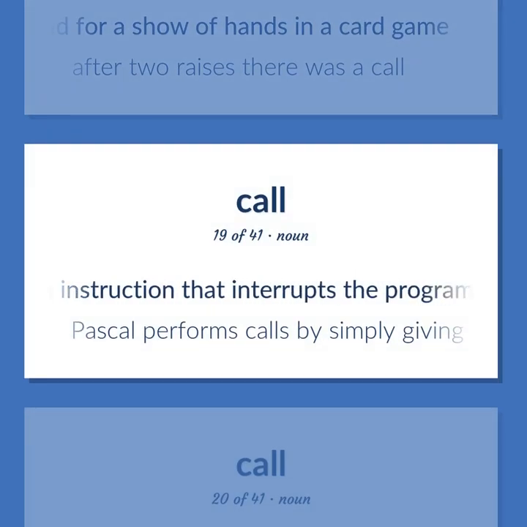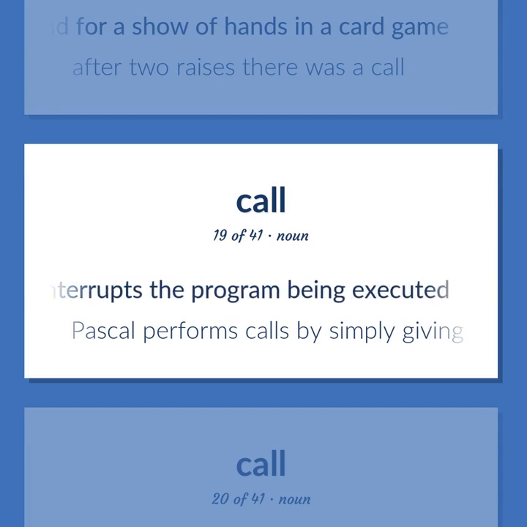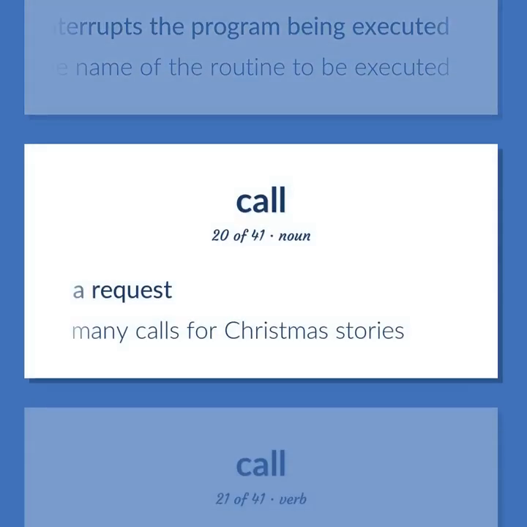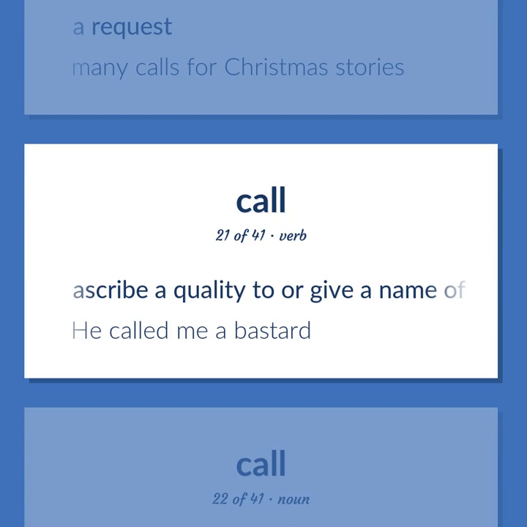An instruction that interrupts the program being executed. Pascal performs calls by simply giving the name of the routine to be executed. A request. Many calls for Christmas stories. Ascribe a quality to or give a name of a common noun that reflects a quality. He called me a bastard.